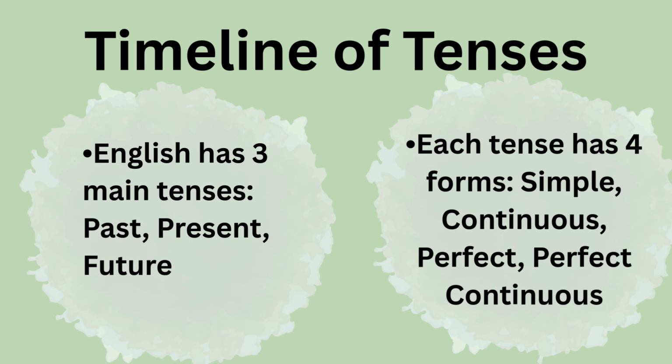Timeline of tenses. English has three main tenses: past, present, future. Each tense has four forms: simple, continuous, perfect, perfect continuous.